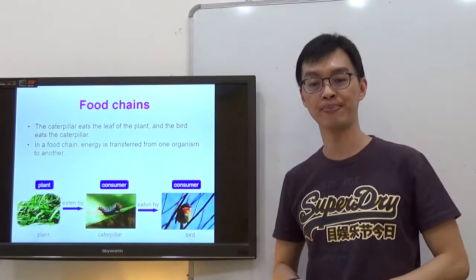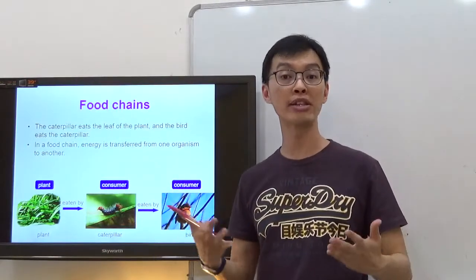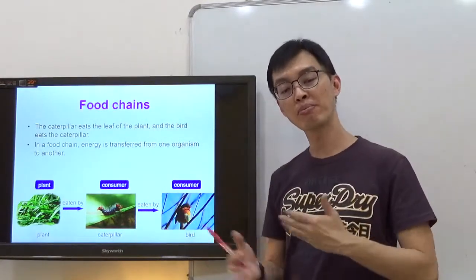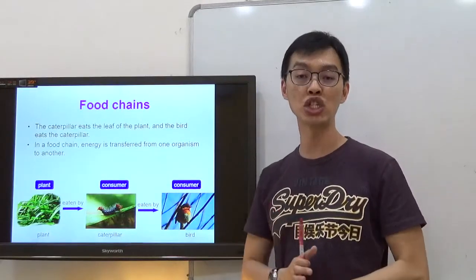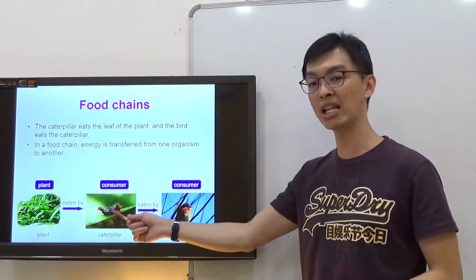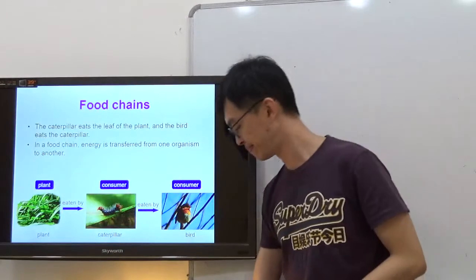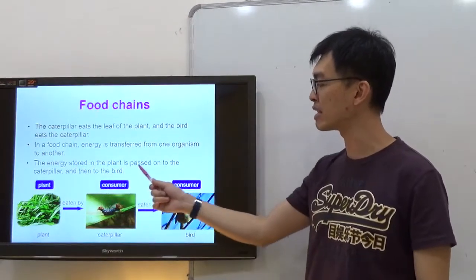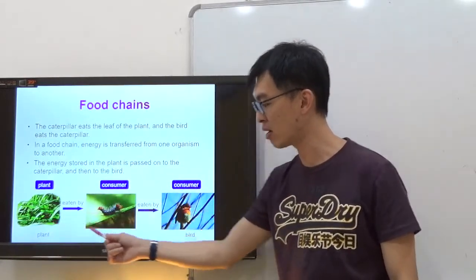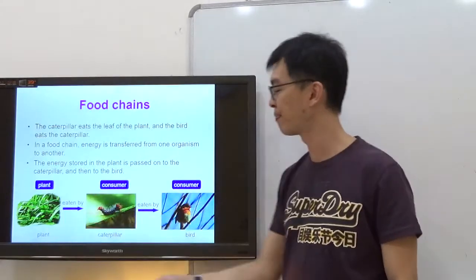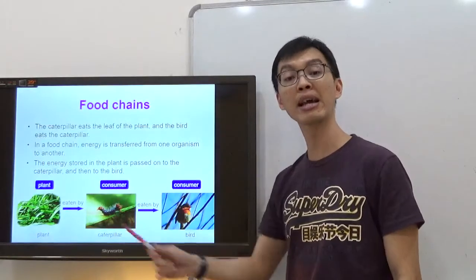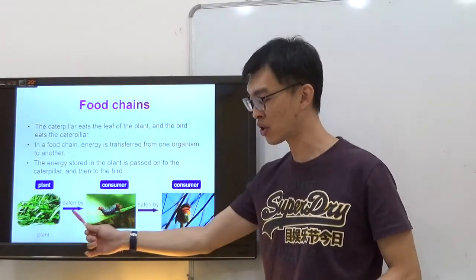Previously, we learned energy. We said energy cannot be created or destroyed, but it can change from one form to another. In this part of the topic, we also talk about energy transfer. Energy can be transferred from one organism to another organism to another organism. The energy stored in the plant is passed on to the caterpillar and then to the bird. The energy in the plant is passed on to the caterpillar when the caterpillar eats the plant. And then of course the energy in the caterpillar will be passed on to the bird when the bird eats the caterpillar. Remember, the arrow is called eaten by.